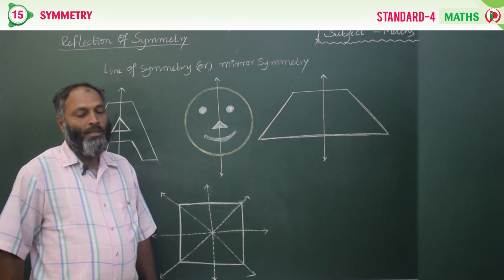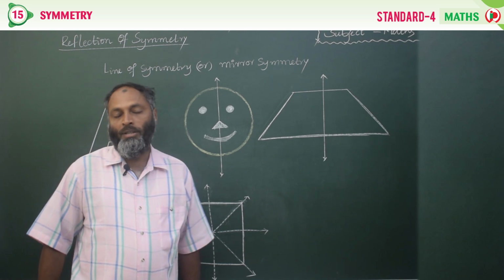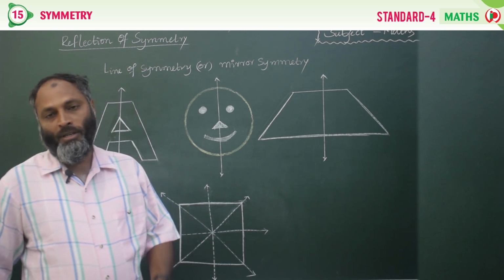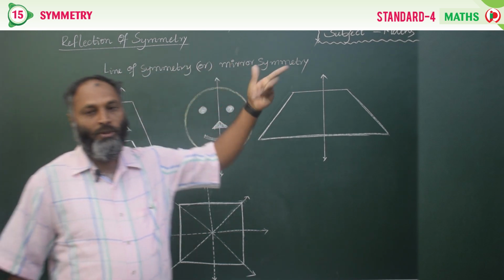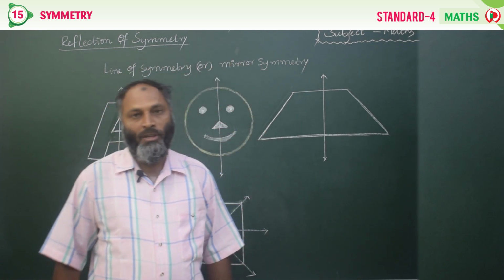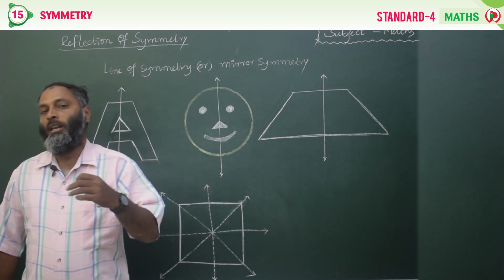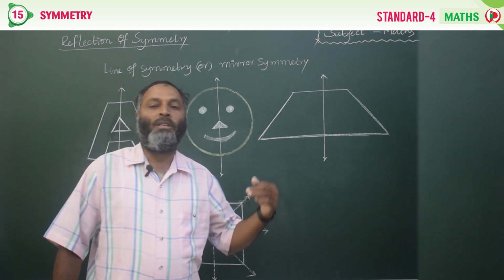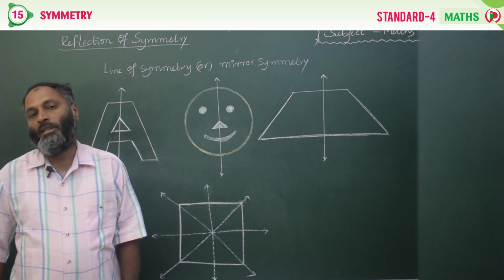Now students, the concept about reflection of symmetry. What is reflection of symmetry? Here, line of symmetry or mirror symmetry is called reflection of a symmetry. So what is a line of symmetry? That definition we already discussed. The line of symmetry is also called mirror symmetry.